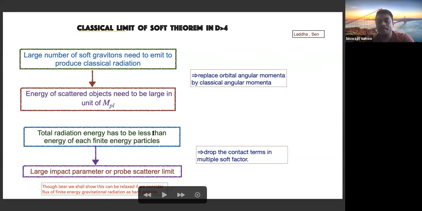and one can still derive the soft theorem. So what this tells us, if we just assume these two conditions in the classical limit, is that you have to replace the orbital angular momentum operator by its classical angular momentum, and the spin operator by the classical spin of the object in the soft factors. And also you have to drop the contact terms, which I have not shown, in the multiple soft factor.